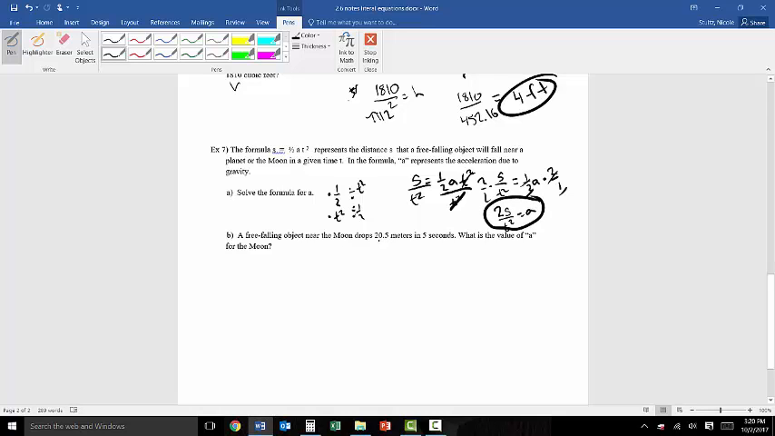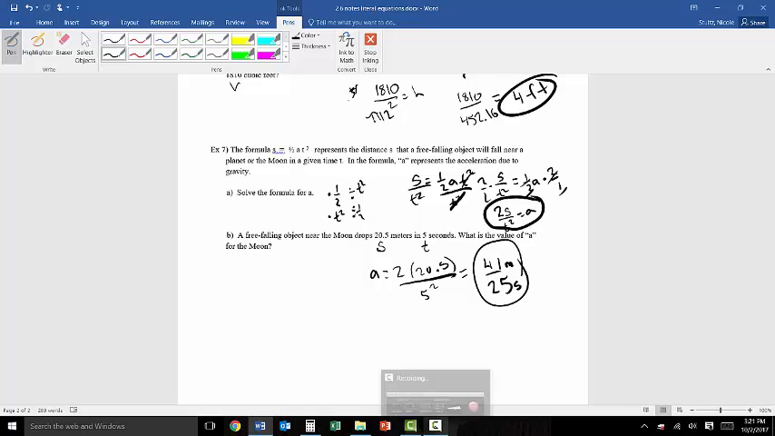So if the moon has a distance, yeah, I guess a distance of 20.5, so that will be our S, and 5 seconds is our time, we can substitute that into our formula. So A will equal 2 times S over 5 squared. So if I multiply 20.5 times 2, that's 41 over 25. And you can just leave it like that. It doesn't come out to a pretty number, but I guess I should write 41 meters per 25 seconds. And that's about it.